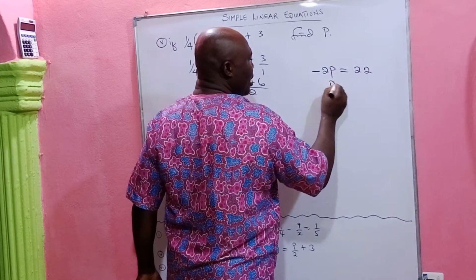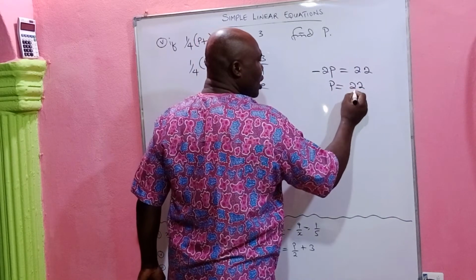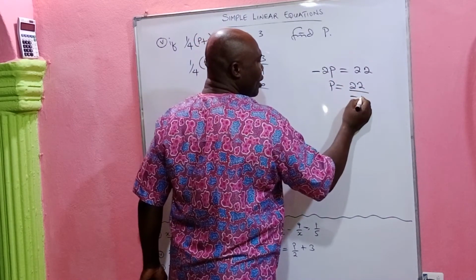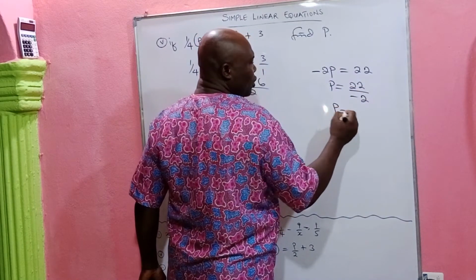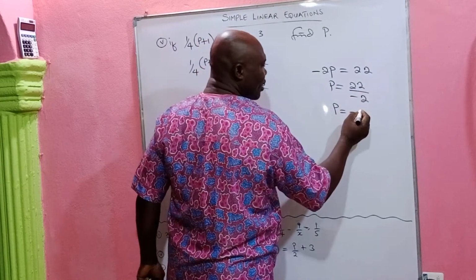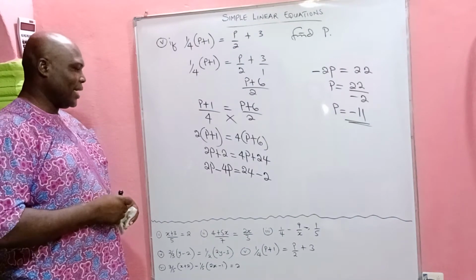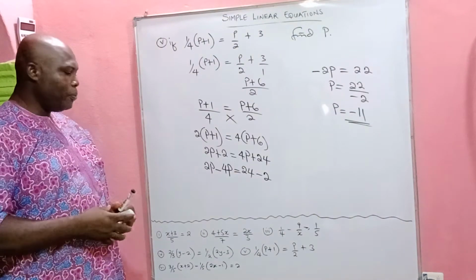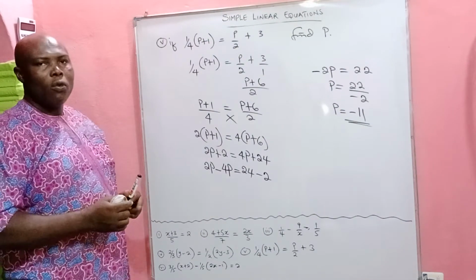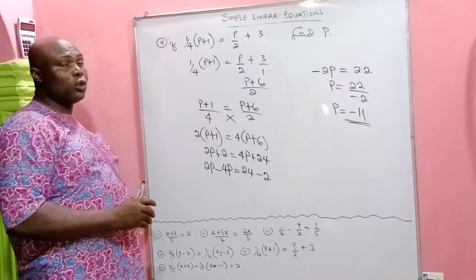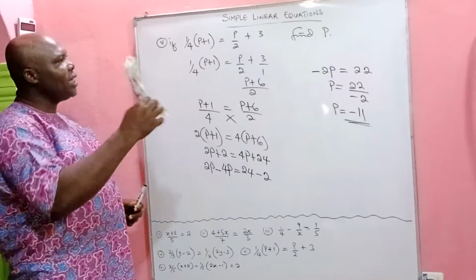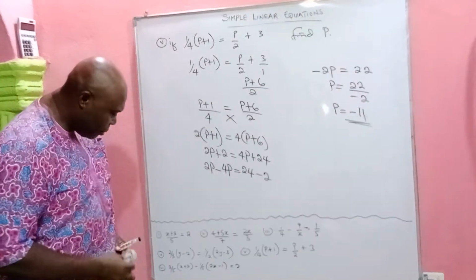That means our p now will be equal to 22 divided by minus 2. So that gives us p to be minus 22 over 2, which is 11. So we have our p as minus 11. So it's that simple, irrespective of the fractions. Once you're careful, you should be able to do your simple linear equations very easily. You solve your problem so easily.